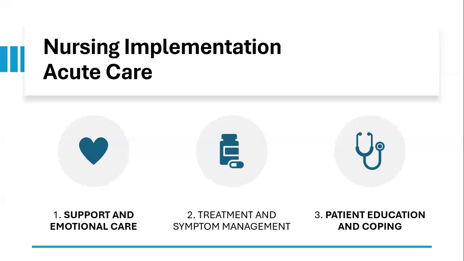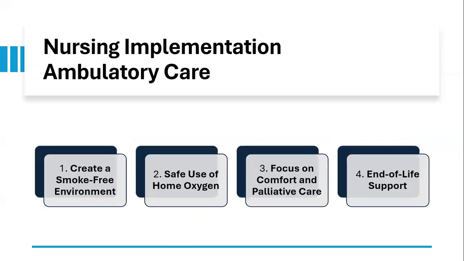Okay, the next thing is the nursing implementation in ambulatory care. There are four main implementations. The first one is to create a smoke-free environment. Encourage the patients and families to stop smoking. A smoke-free home helps reduce lung cancer risk for everyone and supports smoking cessation for all family members if needed.